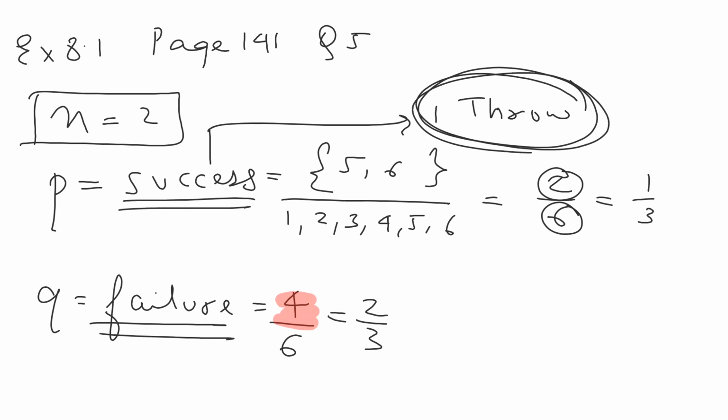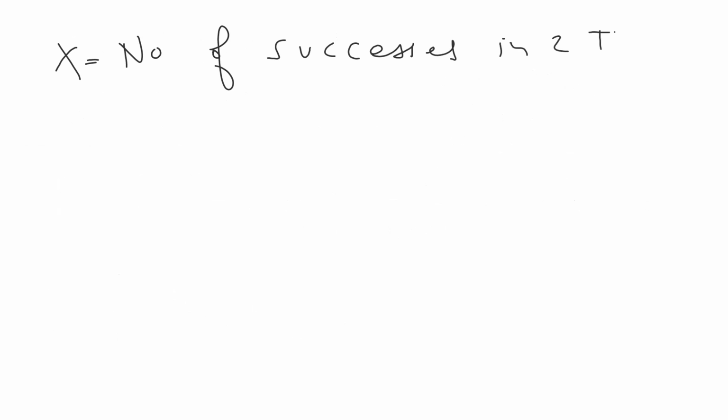Now, likewise, there are two throws. We are not throwing once, but now we are throwing twice. And what is X? If you read the problem, X is the number of successes in two throws. So out of two throws we can get zero successes, one success or two successes.